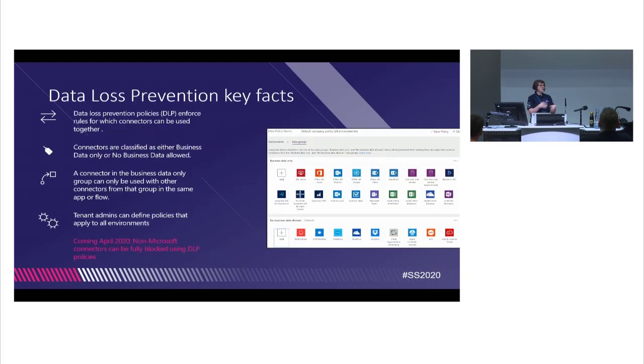And the last layer of security that I want to talk about is data loss prevention policies. They're basically recipes that define which connectors can be used together in one application. If the screenshot is clear enough, in the example above, I've got two groups of connectors at the moment, business data and non-business data. In the example on the screen, I can create an application that uses Outlook and Office 365 users together. I can also create an application that uses Dropbox, but I can't create an application that uses Outlook and Dropbox together because they're in different parts of the bucket.